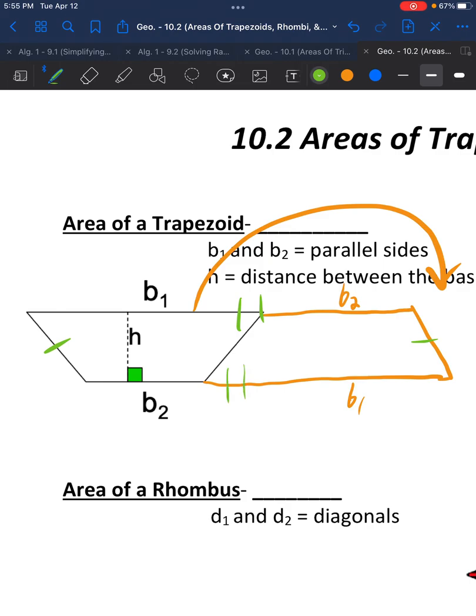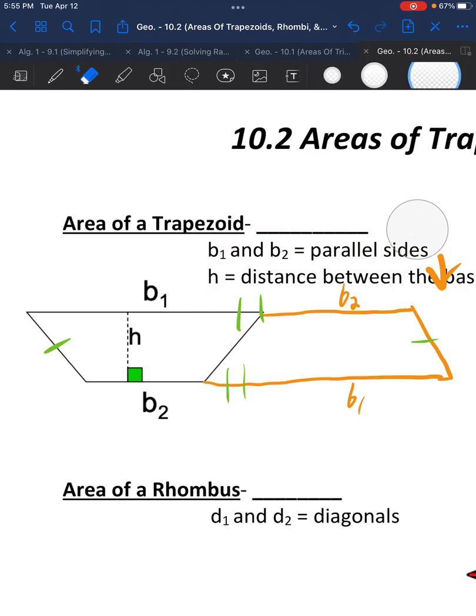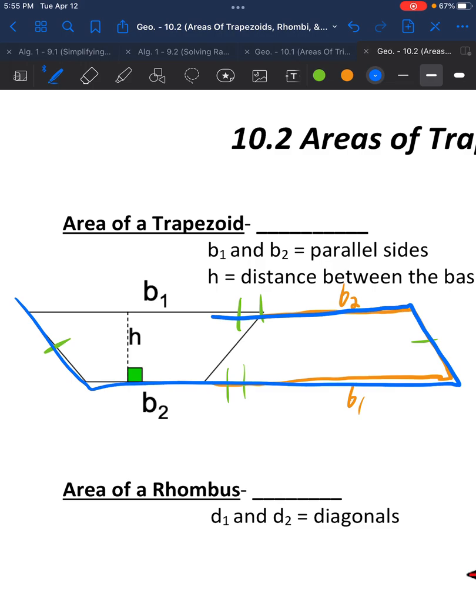And now we can actually see that this whole big shape, which I'll do in blue here, is a parallelogram, similar to how we did the triangles. Similar to how we did the triangles, we said the area of a parallelogram is base times height. Well, this trapezoid is a little bit different, because now instead of the base being just one of the bases, it's actually base 1 and base 2.